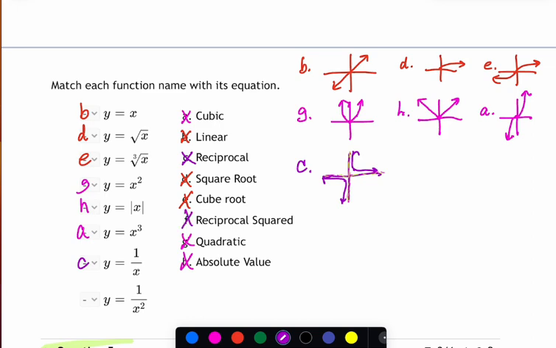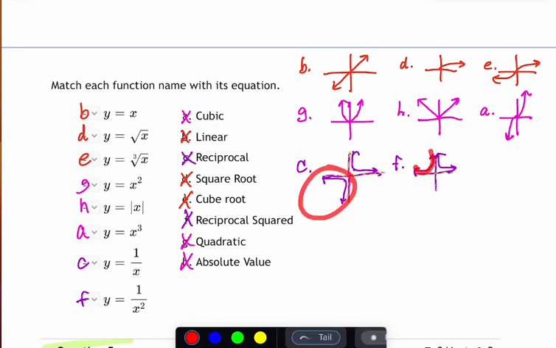Finally, f is our reciprocal squared. Still has a dashed line down the x and y axis, but this time our positive swoop doesn't change, but when we square a negative, what happens to it? It becomes positive. So that's why this swoop is right here. It just takes that negative swoop and flips it.